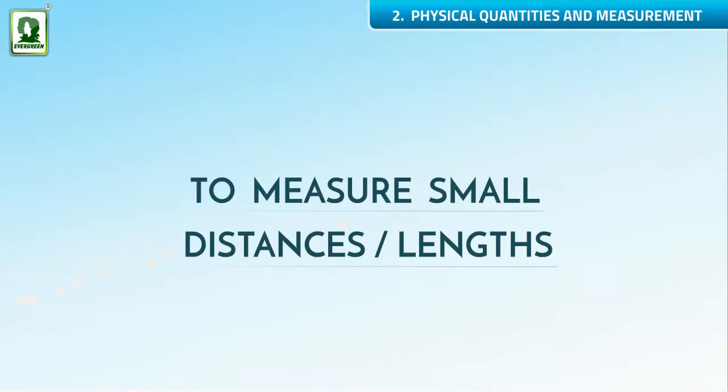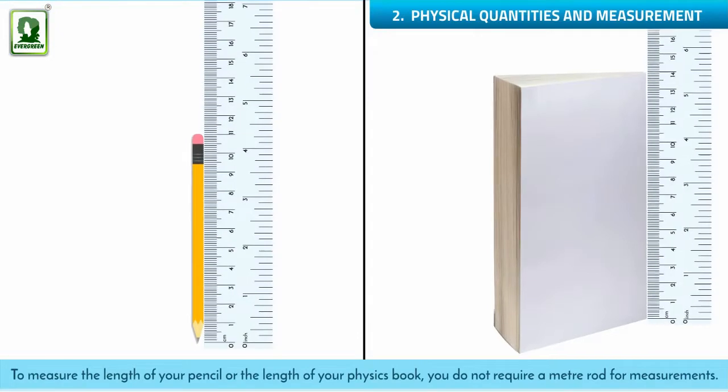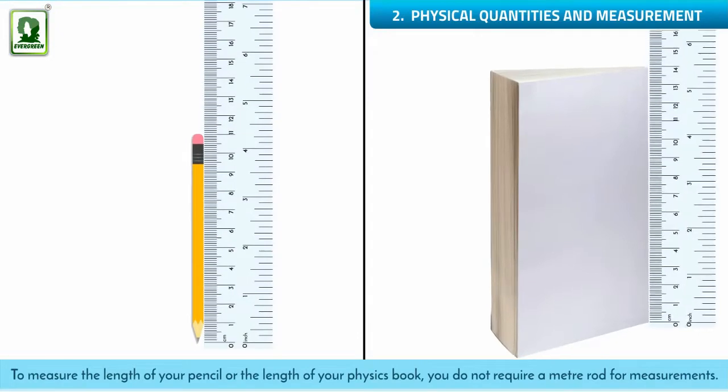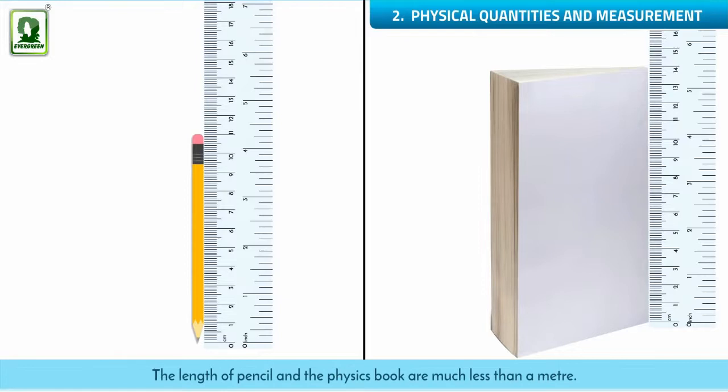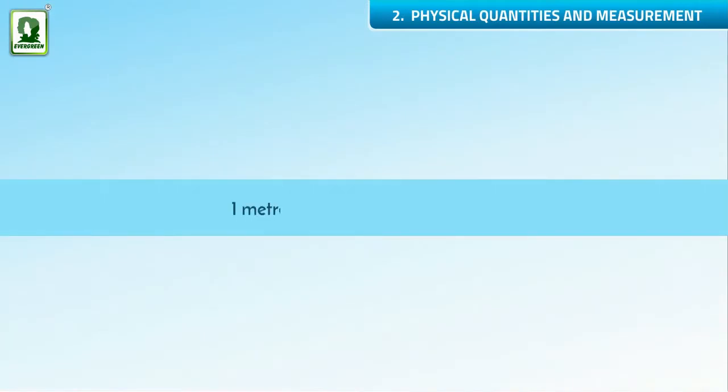To measure small distances or lengths, for example the length of your pencil or the length of your physics book, you do not require a meter rod. The length of the pencil and the physics book are much less than a meter. It is therefore convenient to express these lengths in smaller units. Centimeter is taken as a unit for these measurements. 1 meter, m, is equal to 100 centimeters, cm.